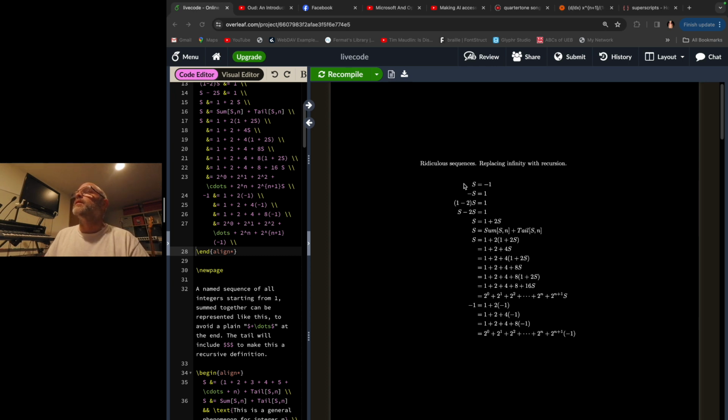And so if we multiply s times -1, we get minus s is equal to 1. And we can expand that out to 1 minus 2 times s is equal to 1. And then we can distribute s across them, s minus 2s equals 1, and then we say s equals 1 plus 2s. So literally we're saying that -1 is equal to 1 plus 2s. And I'll show that that's actually the thing that makes the most sense.